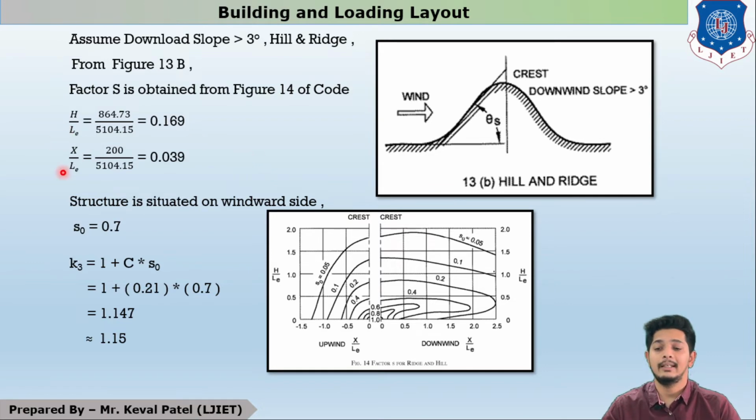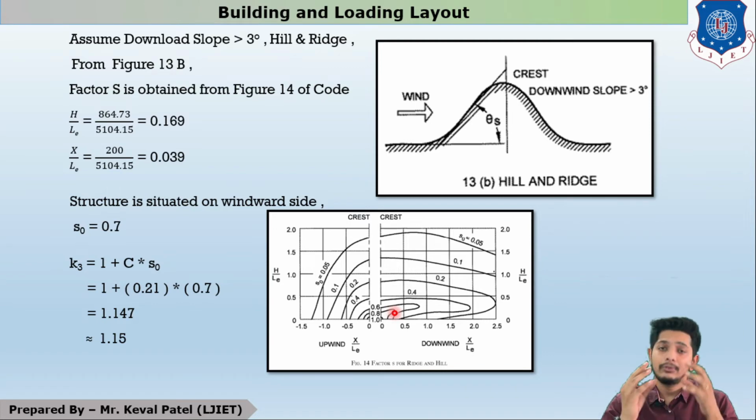Now I will check H by Le and X by Le values are in the range of what. So I can see H by Le and X by Le are less than 1, both of them. So I will check Figure 14, and from that for H by Le 0.169. So here X by Le is shown, here H by Le is shown. So X by Le is 0.039, so I will move to 0.039. So 0.03 will be somewhere here, and H by Le is 0.169, so it will be somewhere here. So checking both of these values, I will take S0 as 0.7, which is less than 0.8.